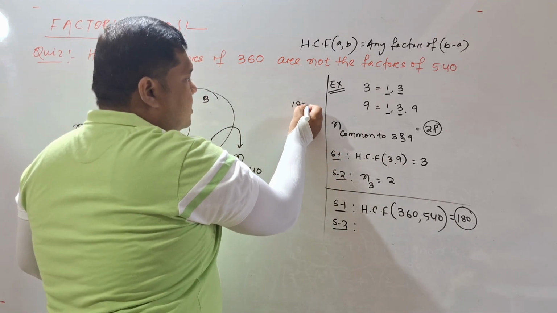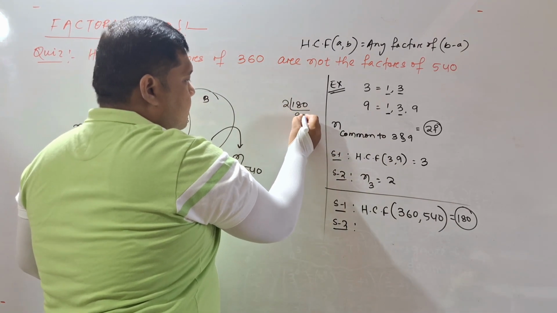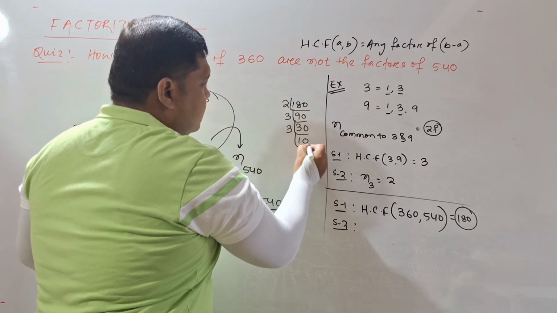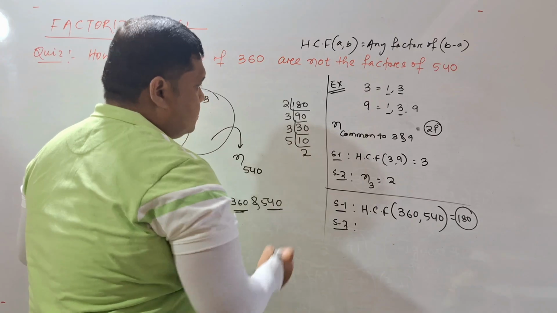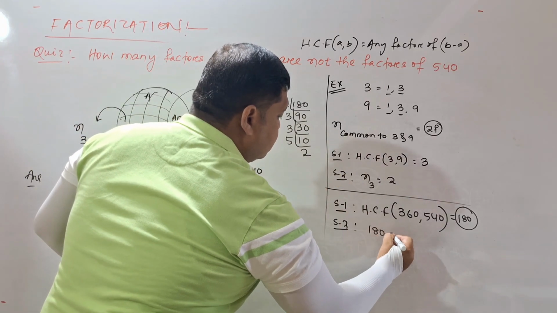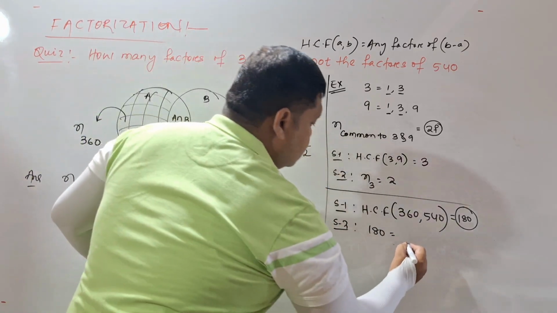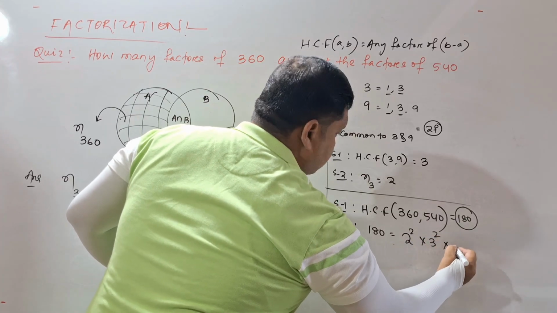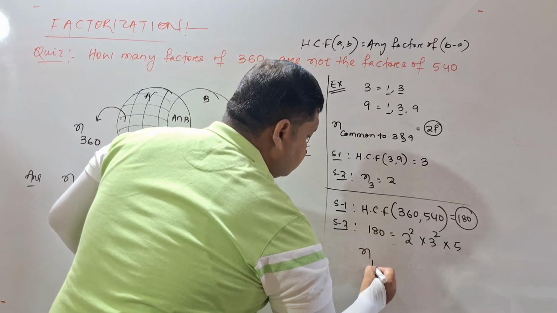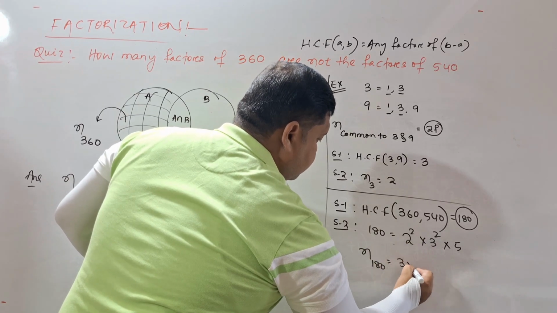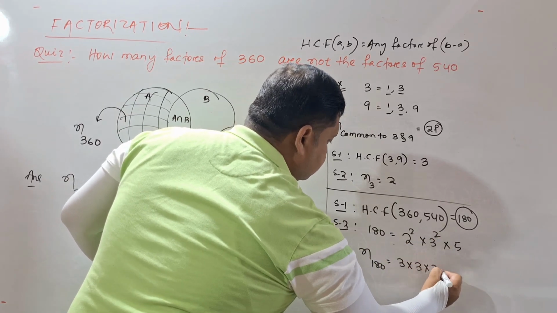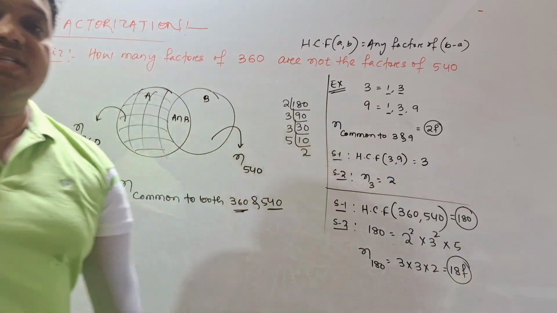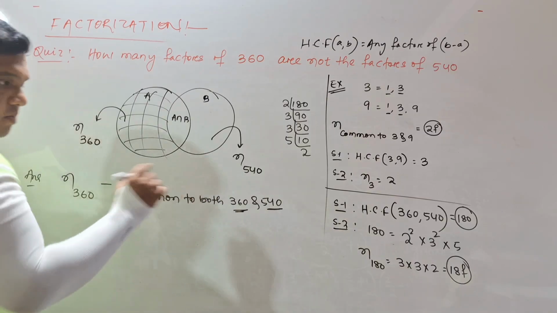For 180, first of all, you do prime factorization. Divide by 3, I will get 30. Again divide by 3, I will get 10. Divide by 5, I will get 2. So in the prime factorization of 180, there are two 2's, two 3's, and one 5. Now the number of factors is power plus 1, power plus 1, power plus 1. That is 3 into 3 into 2, which is 18. 18 factors are common to both 360 and 540.